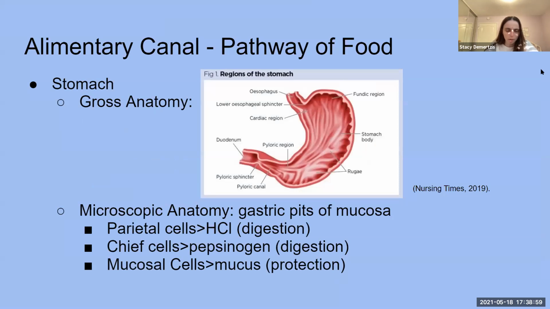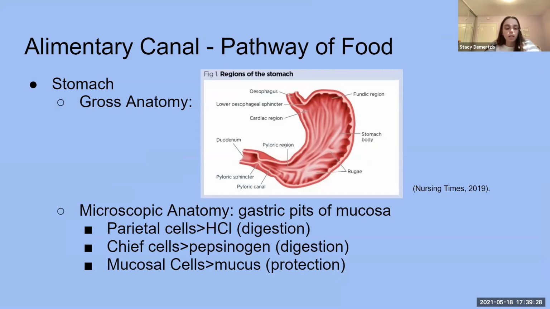So we'll talk about the stomach. When we talked about the introduction to human anatomy, we talked about gross anatomy versus microscopic anatomy. This image shows a gross picture of the stomach, and we can see certain parts of it. And microscopic anatomy, if we were to examine stomach cells under a microscope and study the functions of it, there are some key functions within the stomach that we should note.